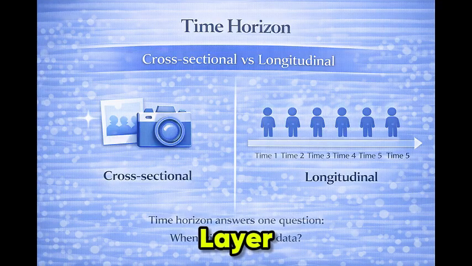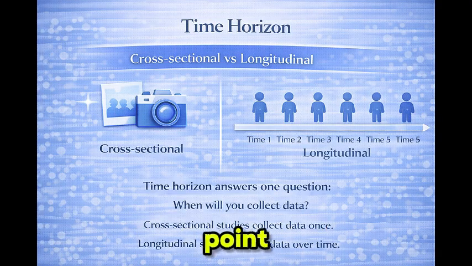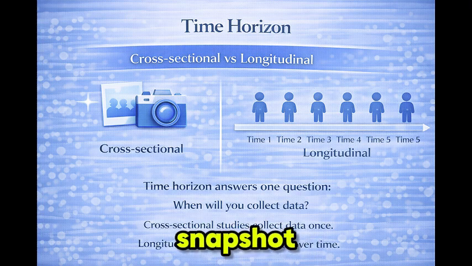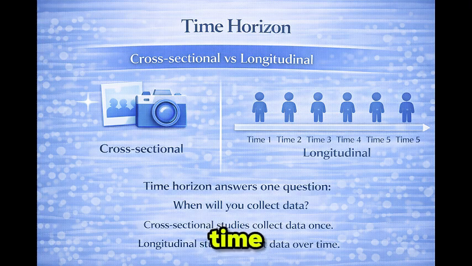The fifth layer, time horizon. Now you decide when data will be collected. A cross-sectional study collects data at one point in time. Think of it as a snapshot. For example, a survey conducted this year. A longitudinal study collects data over time. This allows you to study change and trends. For example, tracking employee performance over 5 years. Your time horizon depends on your objectives and time constraints.